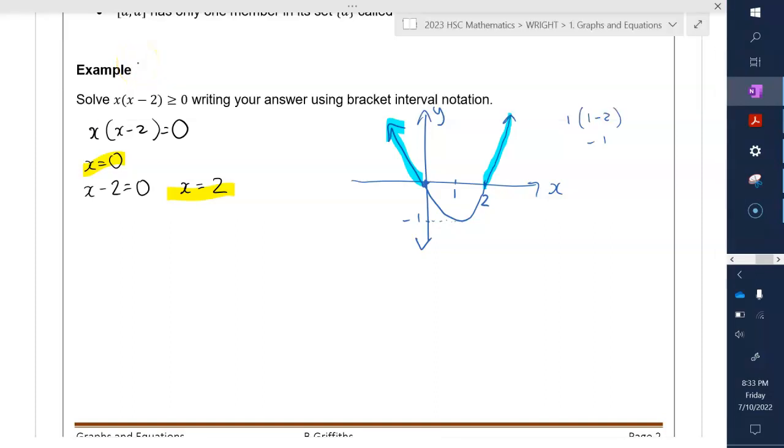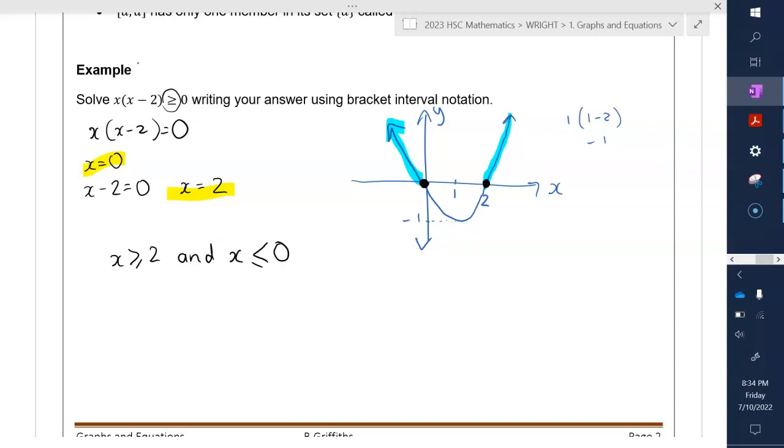Where is it greater than or equal to 0? It's greater than or equal to 0 for values of 2 and bigger, and for values of 0 and less. So the solution would be x is greater than or equal to 2, and x is less than or equal to 0. Now you need to have the greater than or equal to and the less than or equal to, basically closed circles on our zeros, because that is what it's telling us here. A point can include those zeros as well.